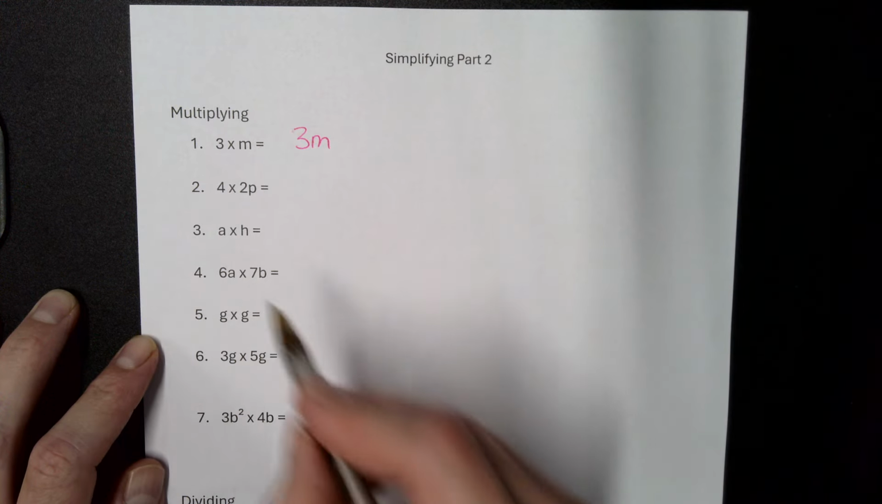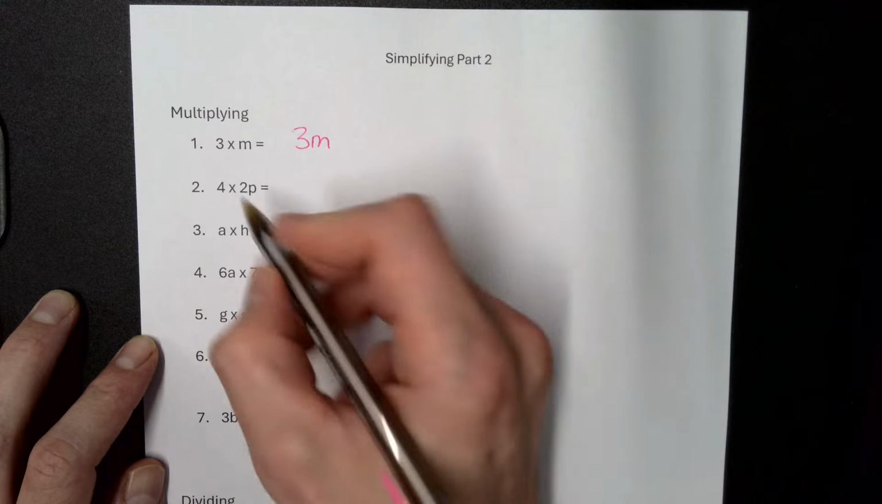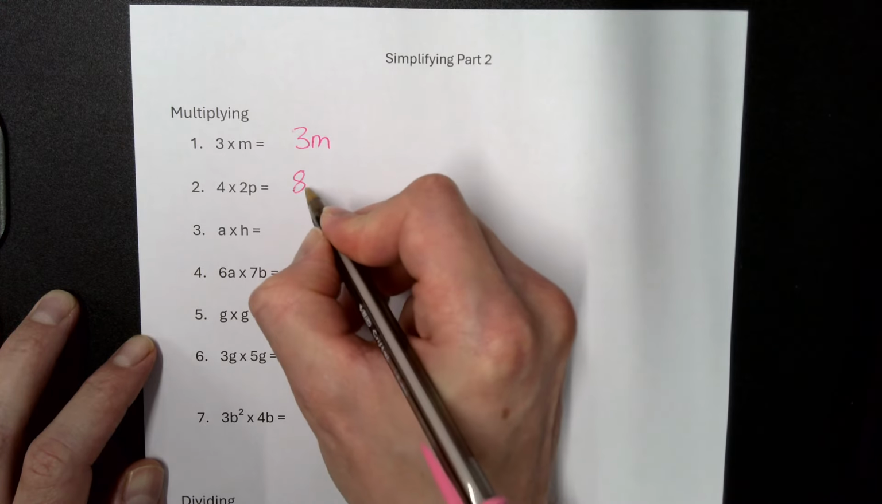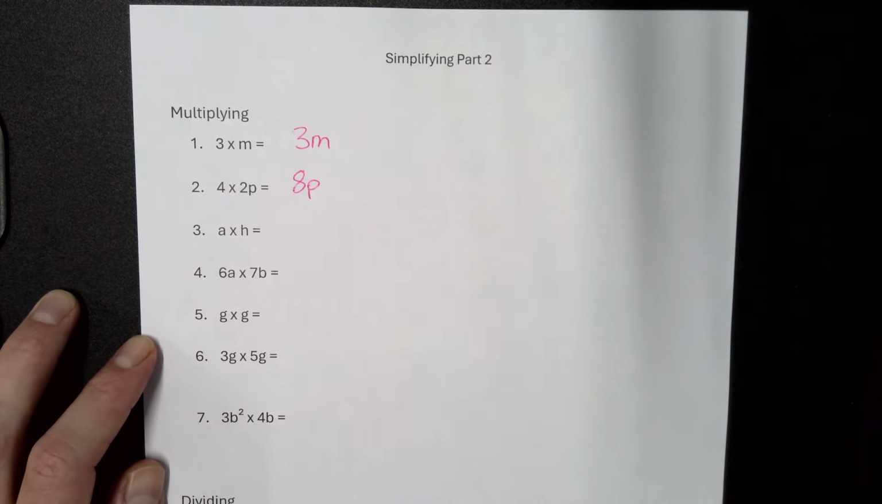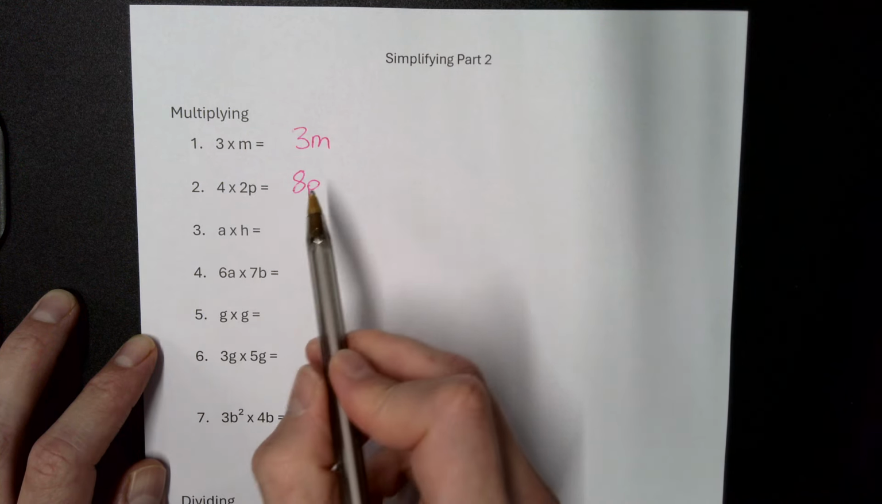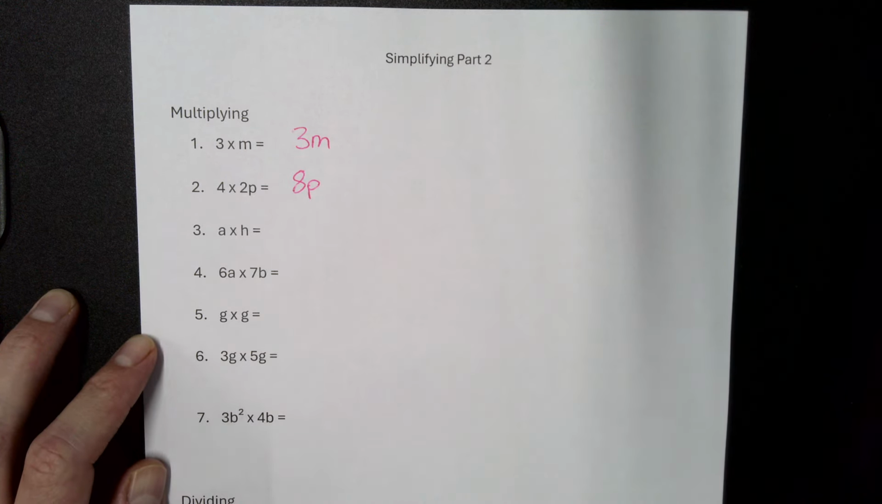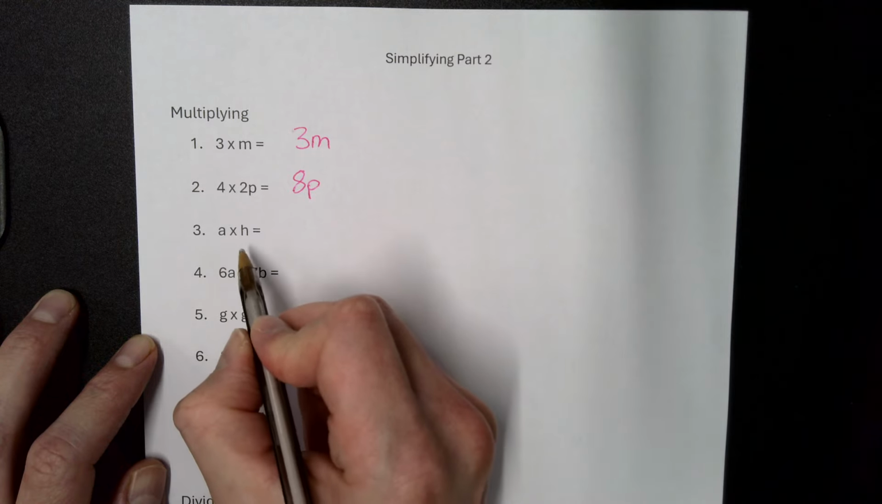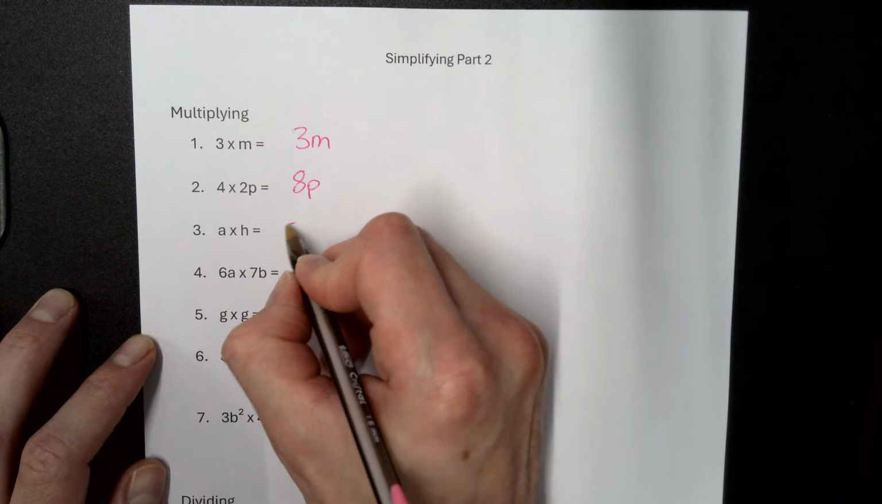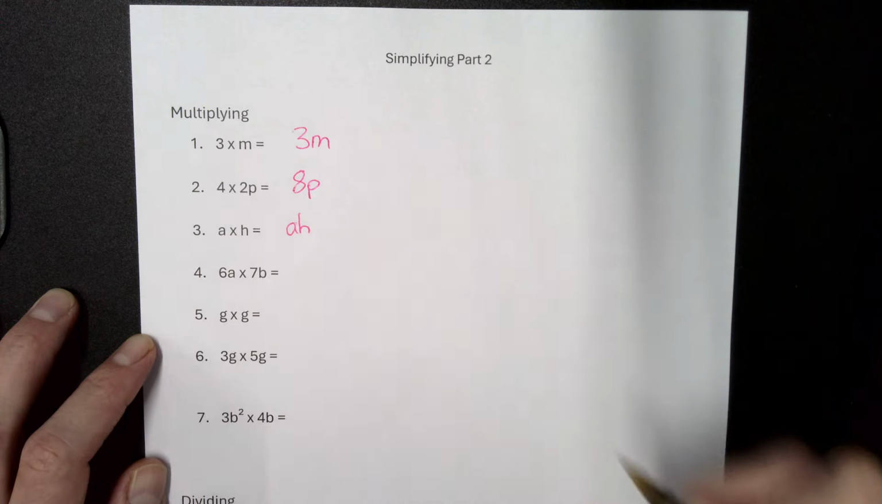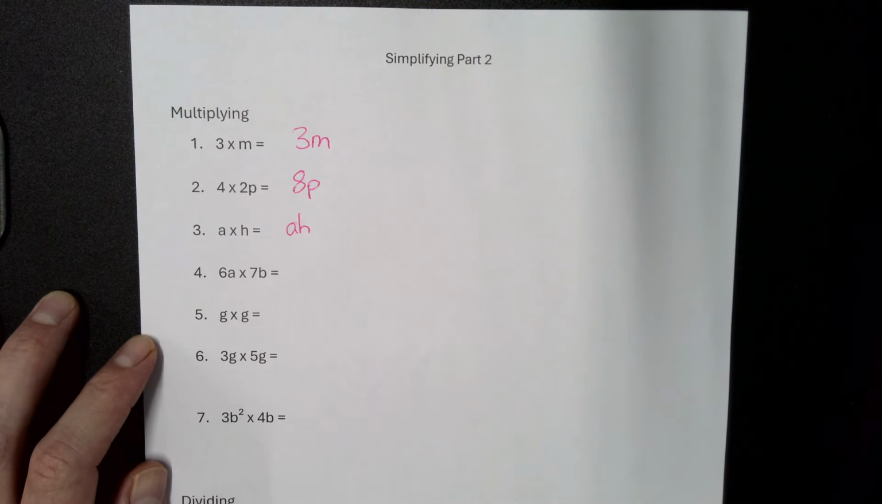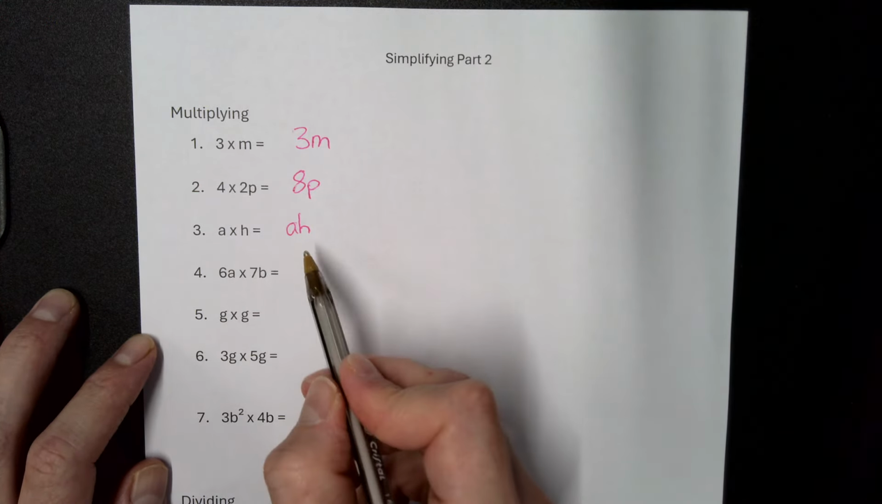All right, 4 times 2p. We've got 4 times 2 is 8, lots of p. You times your numbers and the letter goes next to it. A times h, we just put the A and the H together. Okay, there's no times sign in algebra, just put different letters together.